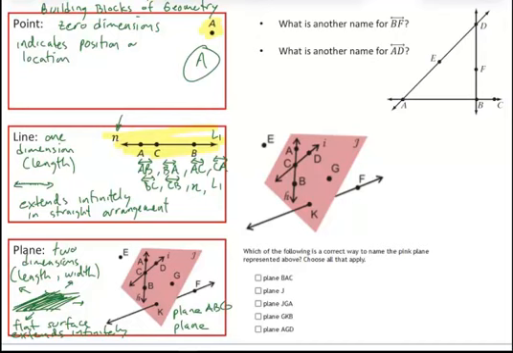And then if you do see a capital cursive, or it'll either be cursive or italicized letter, but it will be a capital letter, that's also a way that you can name a plane. So we can also call this plane J when you're naming it. To name a plane, you can use any 3 points that are not in the same straight line.